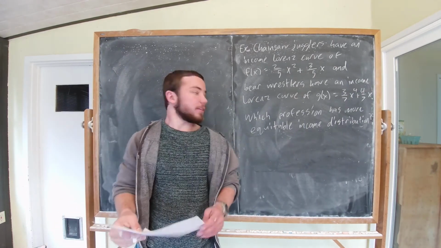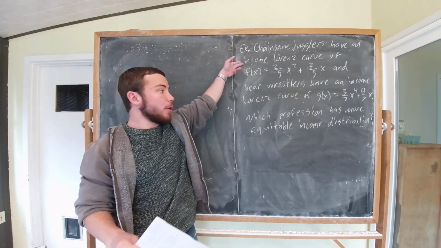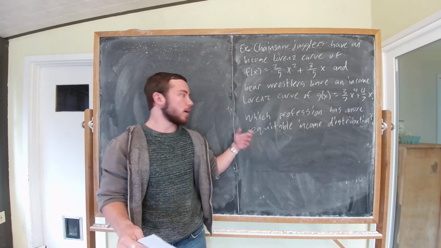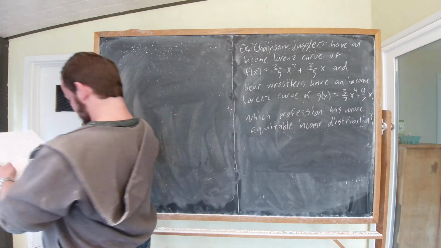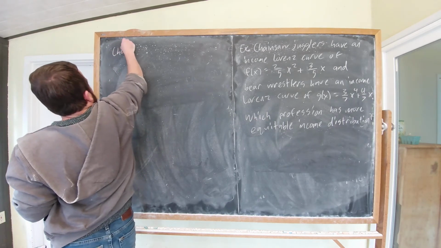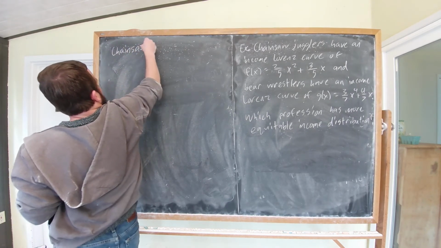Alright, so what we're going to do is we're going to find the two coefficients of inequity and figure out which one is smaller, aka which one is more equitable. So, let's look up the chainsaw jugglers.